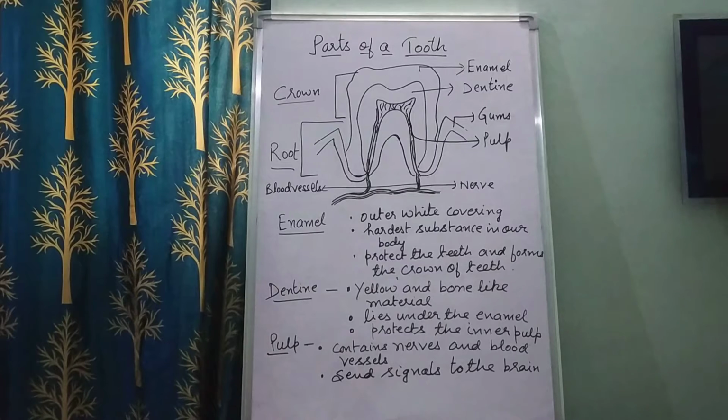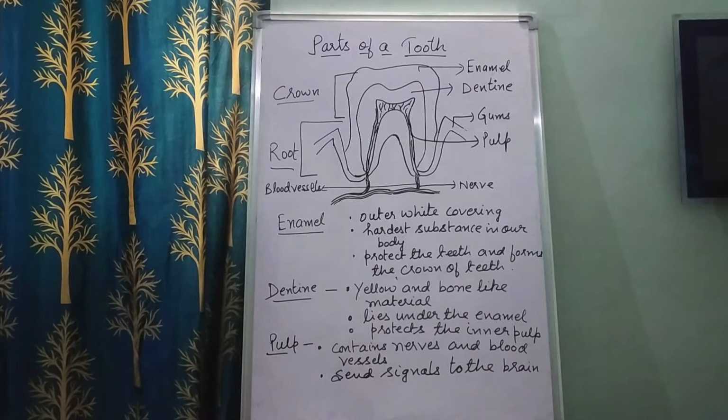The first is the enamel. It is the outer white covering of the tooth, and it is the hardest substance in our body. It also protects the teeth from wear and tear of chewing, and it forms the crown of the tooth. I told you a tooth has a crown and a root, so this enamel forms the crown of the tooth.